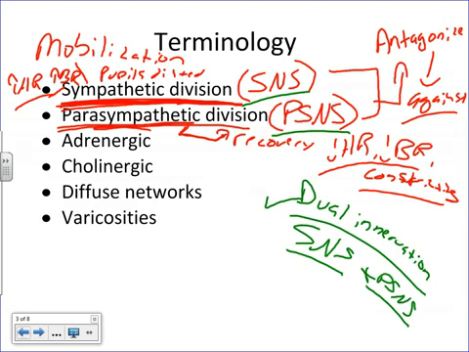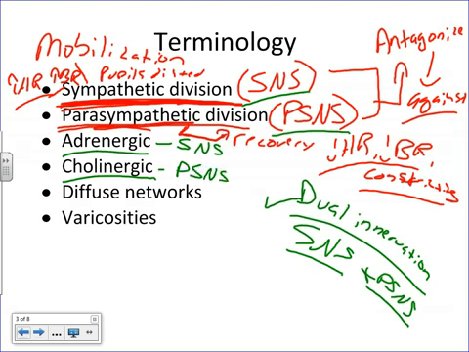And then the words adrenergic and cholinergic. What you should be doing is primarily associating adrenergic with the sympathetic nervous system and cholinergic with the parasympathetic nervous system.